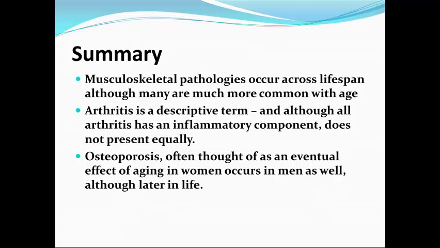Arthritis is descriptive, and although arthritis has an inflammatory component, it's not equally present. So remember, different etiologies of spondylitis versus rheumatoid arthritis versus osteoarthritis, and it's important to be able to characterize the differences. Osteoporosis, even though we often think of it as an eventual effect of aging in women, occurs in men as well, although it may occur later simply because men start off with a higher bone density or bone mass.